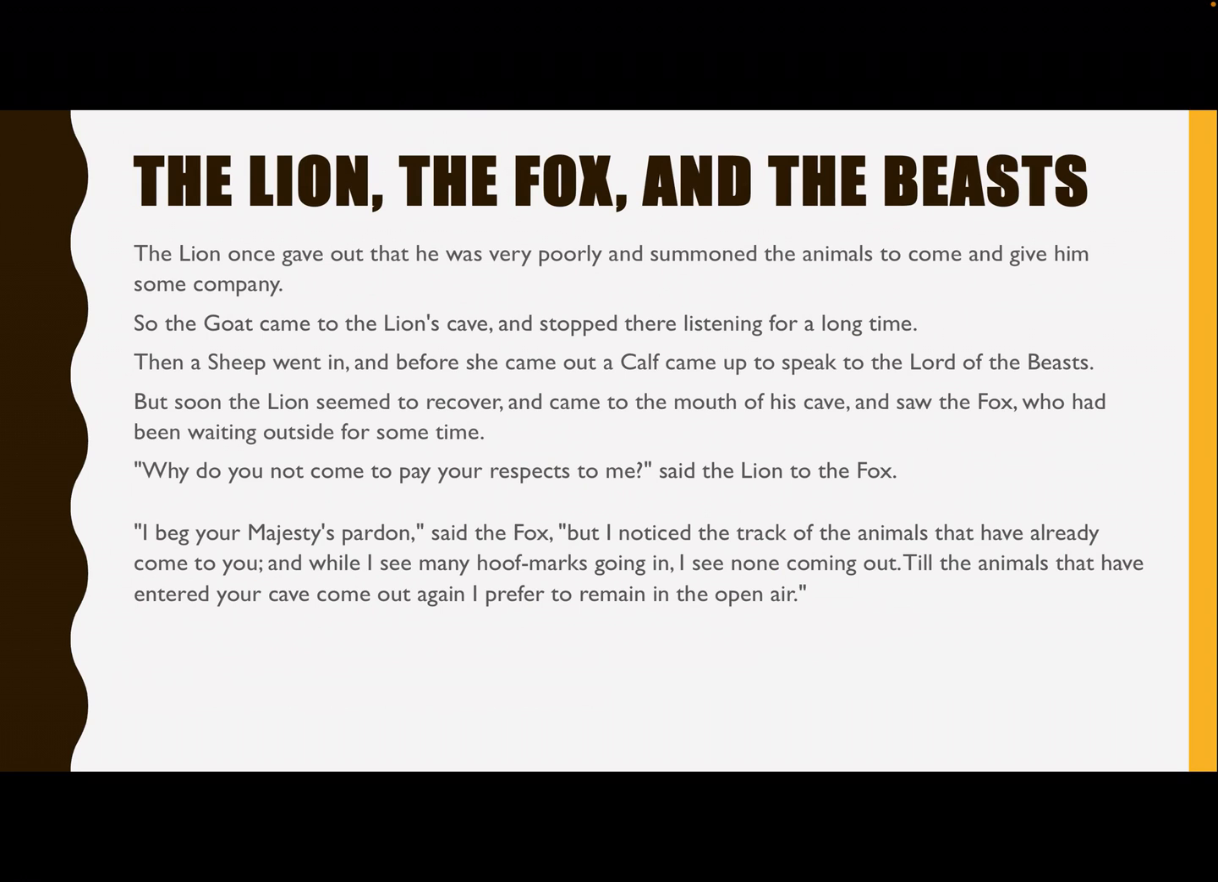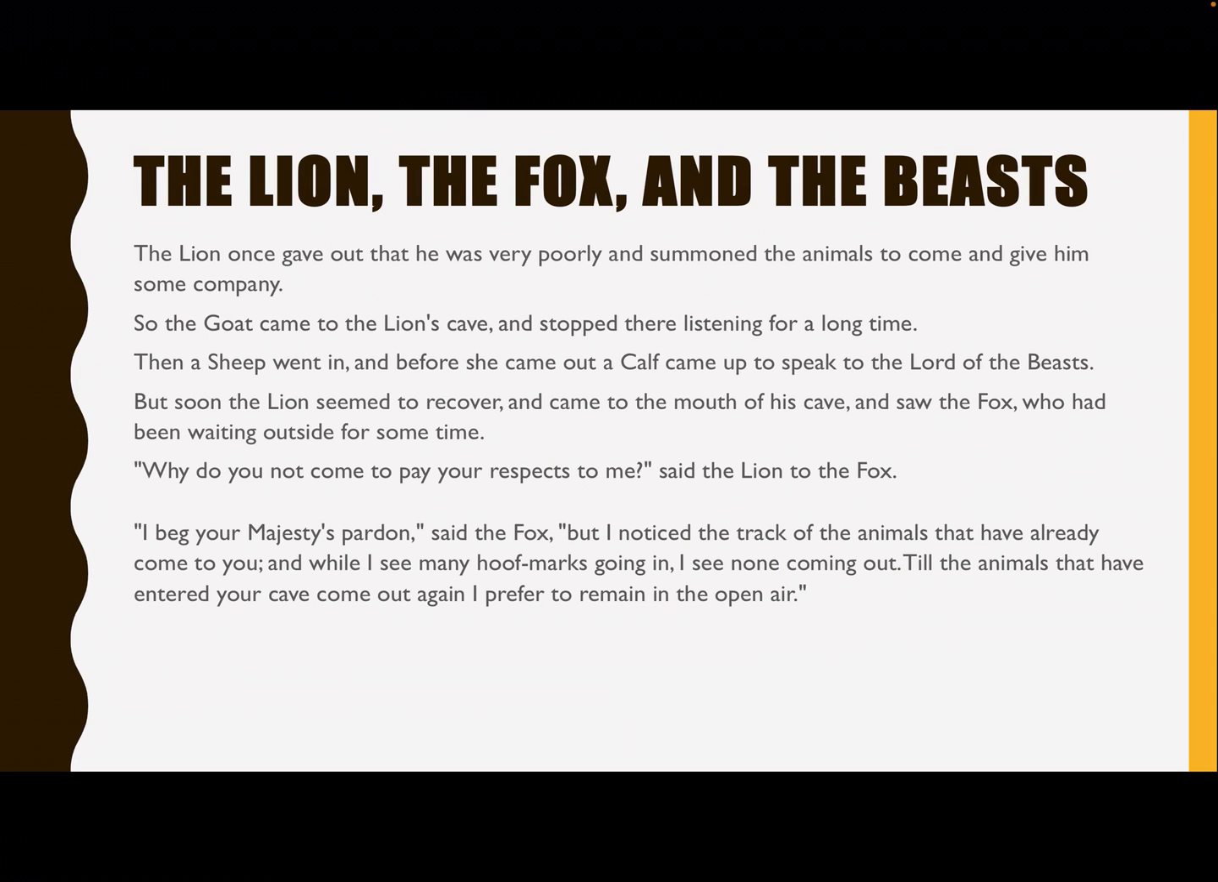"Why do you not come to pay your respects to me?" said the lion to the fox. "I beg your pardon, Majesty," said the fox, "but I noticed the track of the animals that have already come to you, and while I see many hoof marks going in, I see none coming out. Till the animals that have entered your cave come out again, I prefer to remain in the open air."